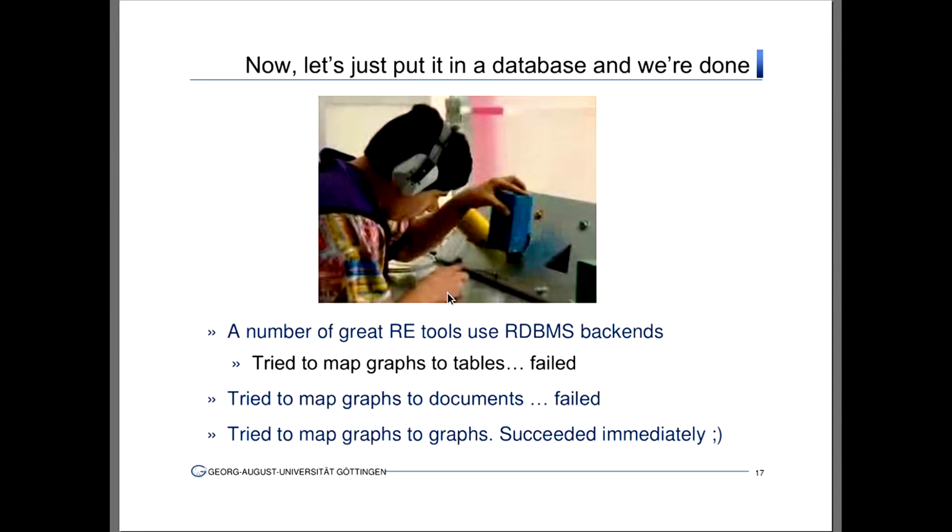Now, once we had that data structure, the question was, how are we going to store this? And it actually took me quite some time to realize that, well, if you have a graph, then trying to map this to a classical relational database management system is not going to be much fun, because you need to map a graph to tables. And it took me even longer because there are actually a lot of great reverse engineering tools which do exactly this. So for me, it seemed like the right way to do, right? And then I started to look at different kinds of databases, and I looked at document databases, and mapping graphs to documents also kind of fails. And then I realized mapping graphs to graphs succeeds immediately.